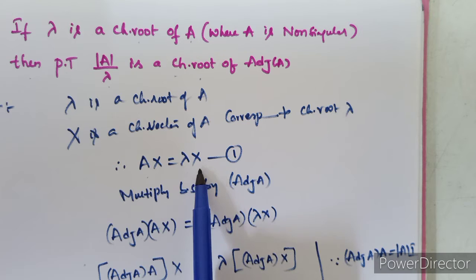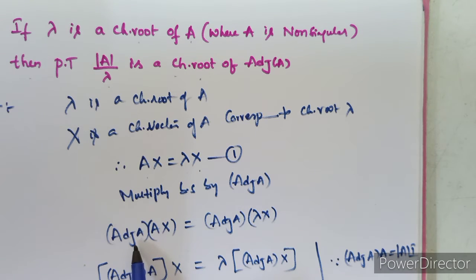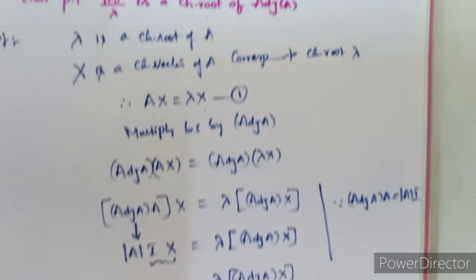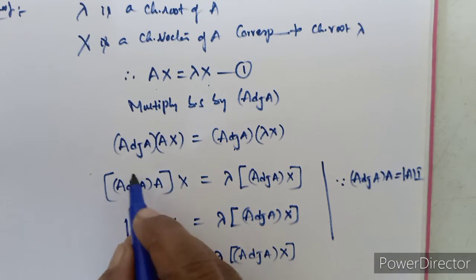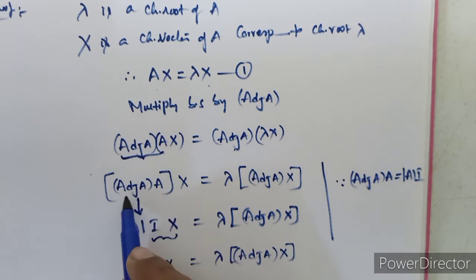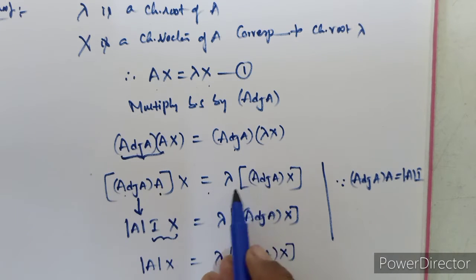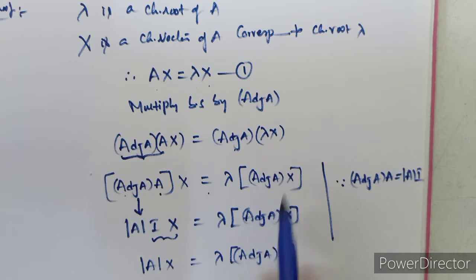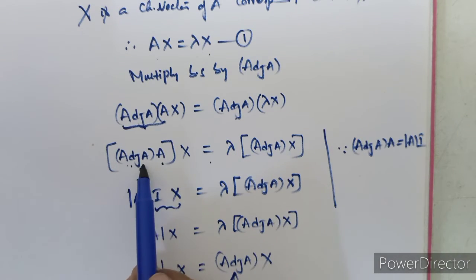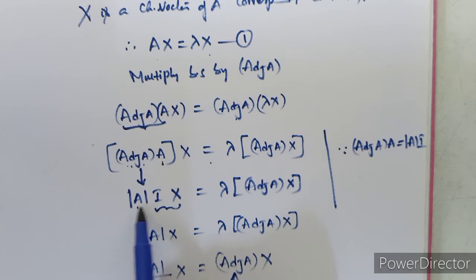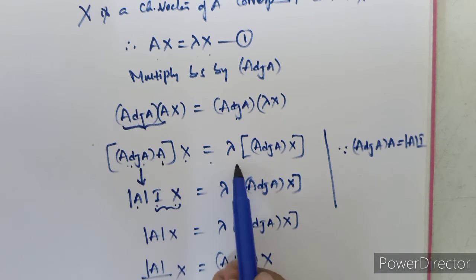Therefore, AX is equal to lambda X. We pre-multiplied both sides by adjoint A into X. By associative law, we bring these two terms in the same bracket. Adjoint A into A into X is equal to lambda times of adjoint A into X. Lambda is a scalar. Now, adjoint A into A is nothing but a det A into I into X equal to lambda times of adjoint A into X.